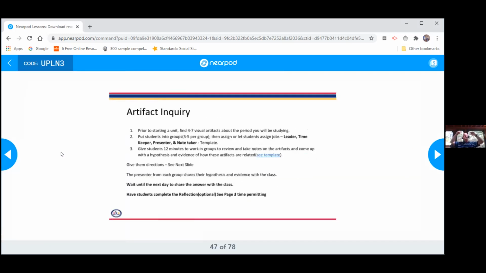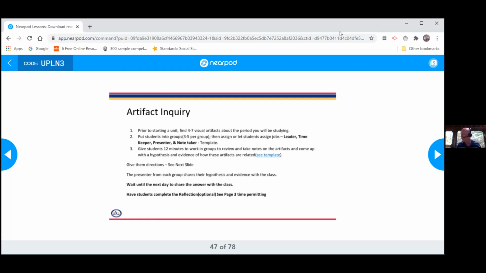Okay, so now we're going to look at something that I call an artifact inquiry. And this is something I played around, sent a couple out to my 6th grade teachers, sent a couple to some 8th grade teachers and some high school teachers. So first thing you do is you got to start off with 4 to 7 visual artifacts. And those could be, you know, all the things that we talked about. They could be pictures, they could be actual artifacts, they could be political cartoons, and anything. And you want to think about like some kind of central theme.